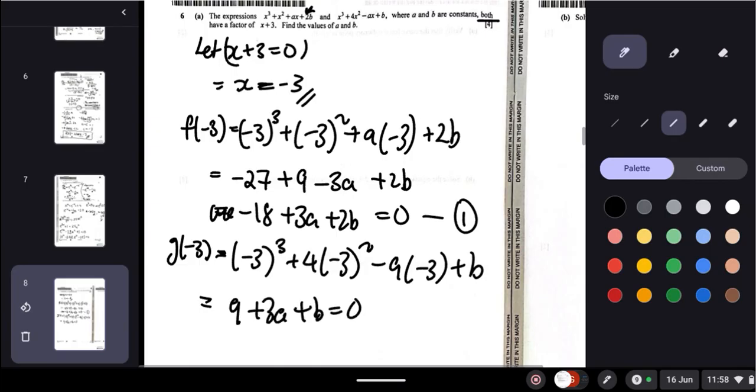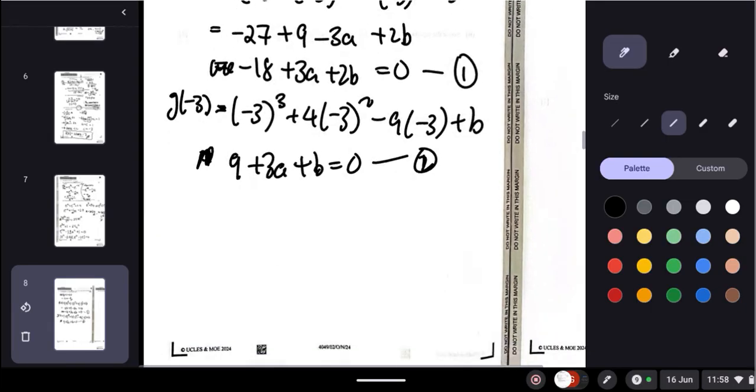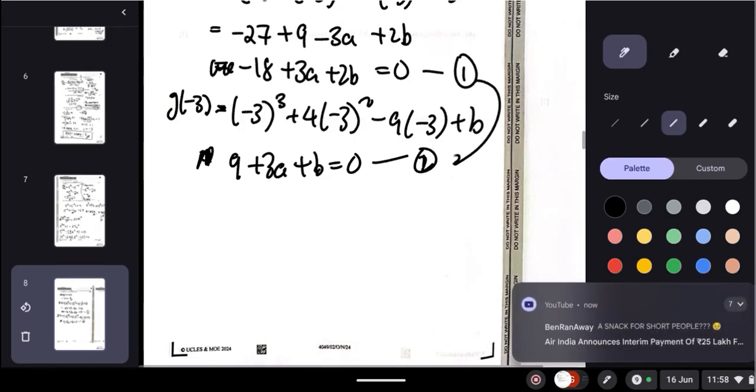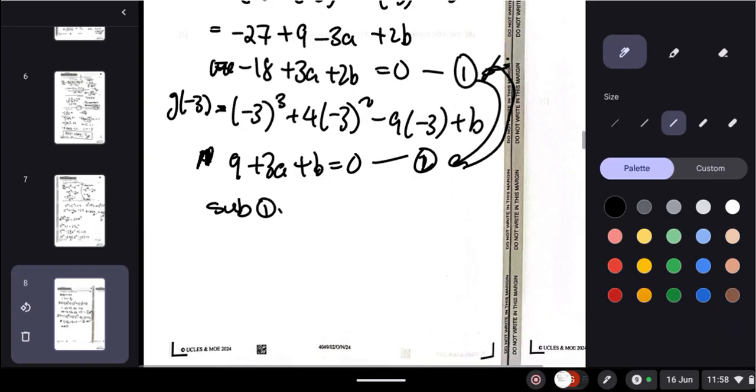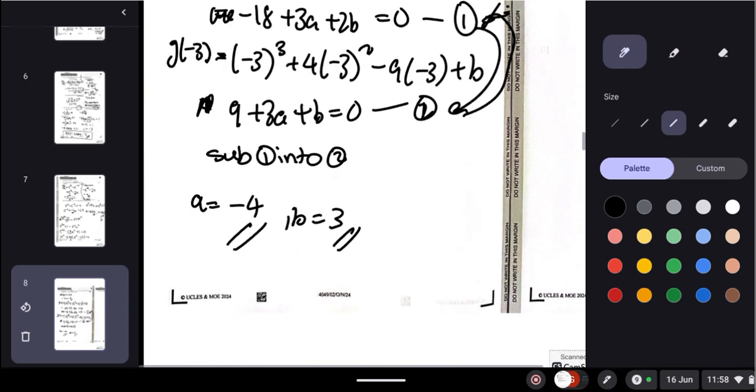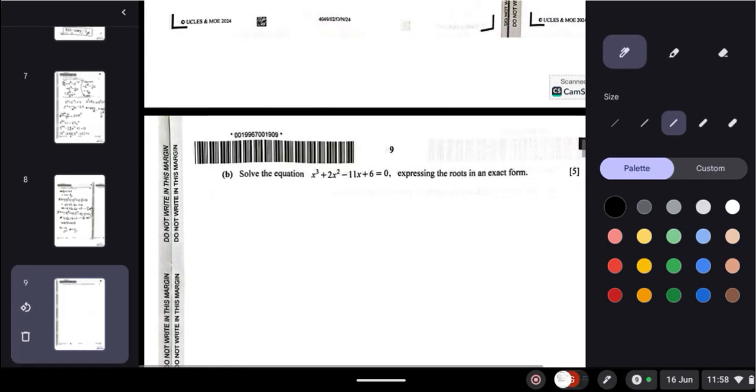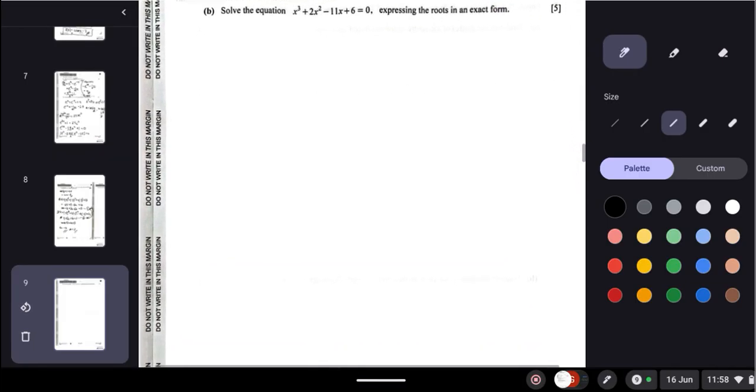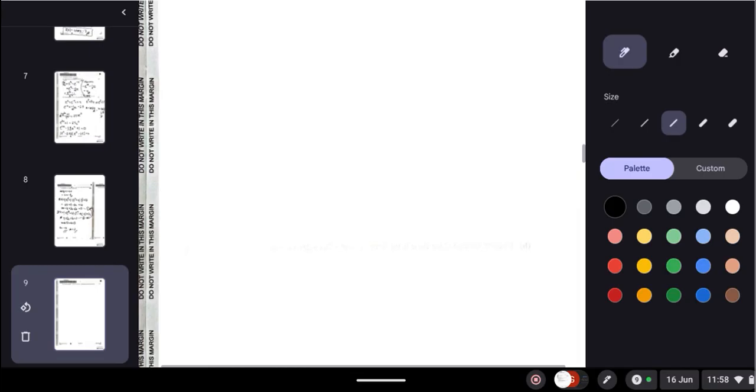Okay, sure, cancel this, and this is your equation 2. Now simultaneous, and I'm not going to do simultaneous. You can do it yourself. Sub 1 into 2, or either one, and you'll probably get a equals minus 4. You'll probably know it because this is basically the same thing as E-Math. If you're taking E-Math, you probably know it very well. So now this question.